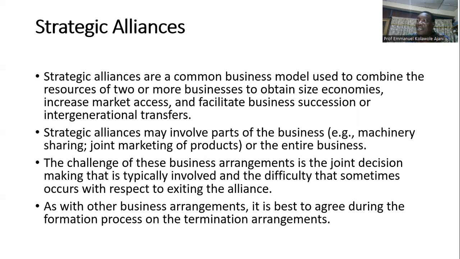We have some airlines controlled by Ethiopian airline, and they are operating together as a partner. The Ethiopian airline may be supplying parts, equipment, planes to Nigeria Airways, and it may cover the entire business operation of Nigeria Airways. The challenge of this business arrangement is the joint decision making that is typically involved, and the difficulty that sometimes occurs with respect to exiting the alliance, if there's an alliance.